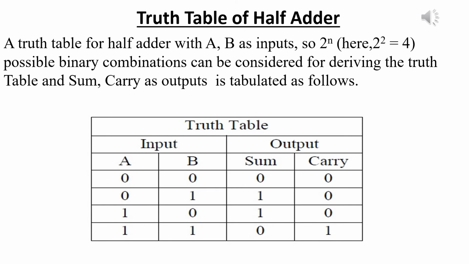Next, a truth table of the half-adder circuit is derived here. In this truth table, we consider the inputs as A and B and the outputs as sum and carry. Since we have two inputs for this half-adder circuit, we can have 2 power n possible combinations of binary values for the input. So here 2 power 2 equal to 4 possible binary combinations can be considered for the input for deriving the corresponding output in this truth table.